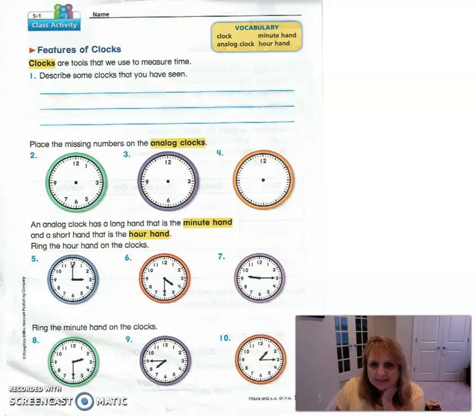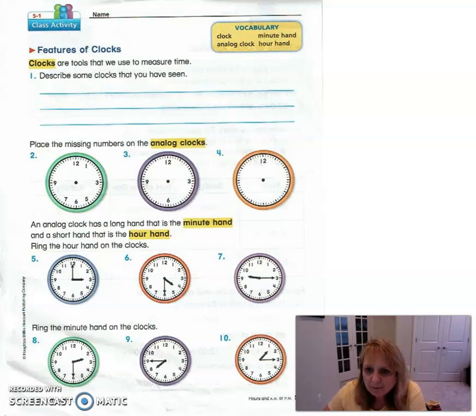Good morning, second graders. It is time for math, and we are starting a new chapter today, chapter 5, and it is on clocks. And we've been telling time all year. You guys have been doing such a good job. I think that this is going to be a really easy chapter for you.